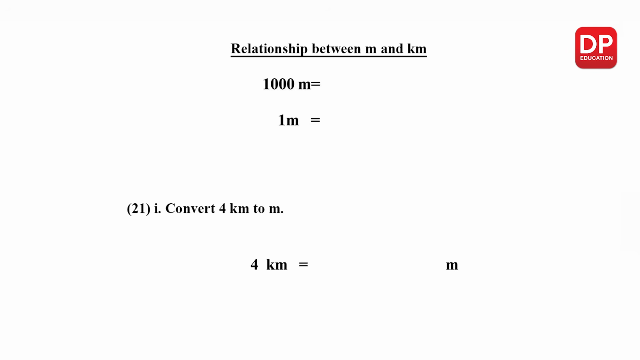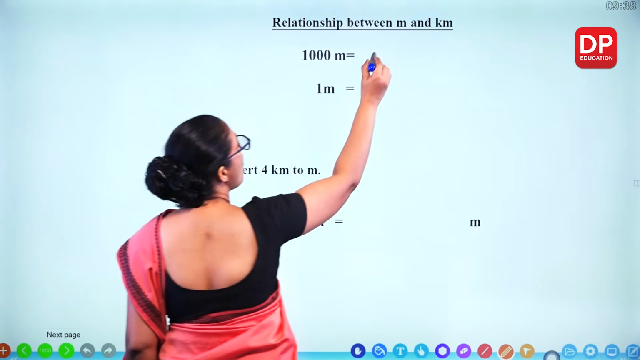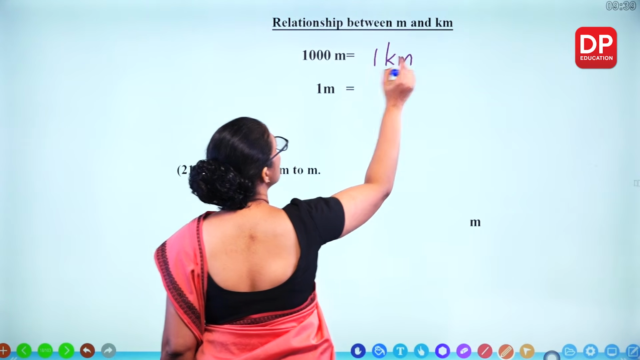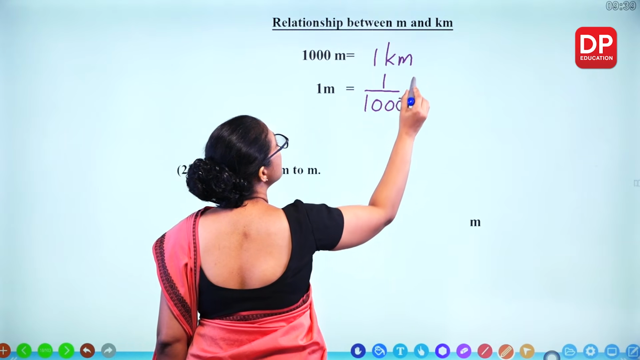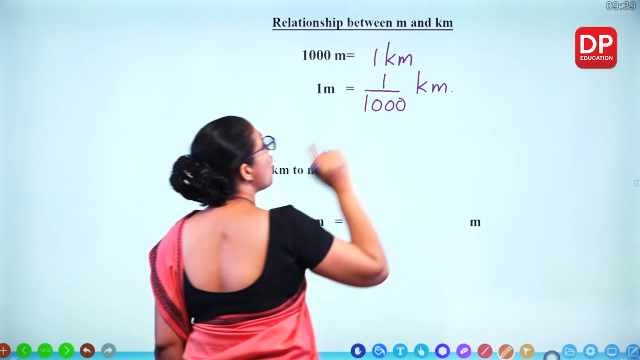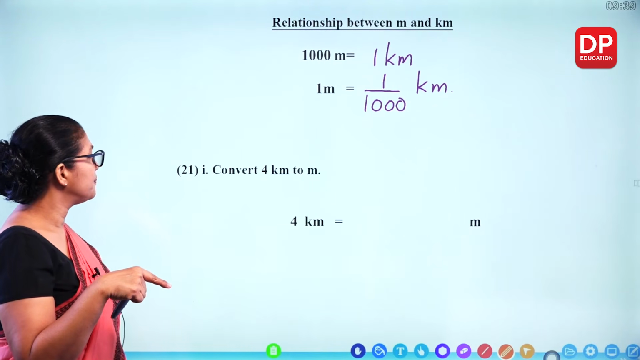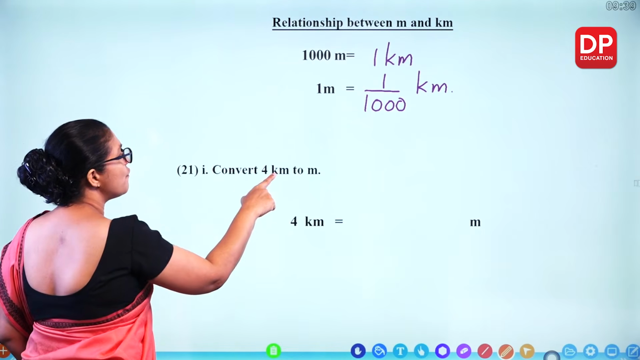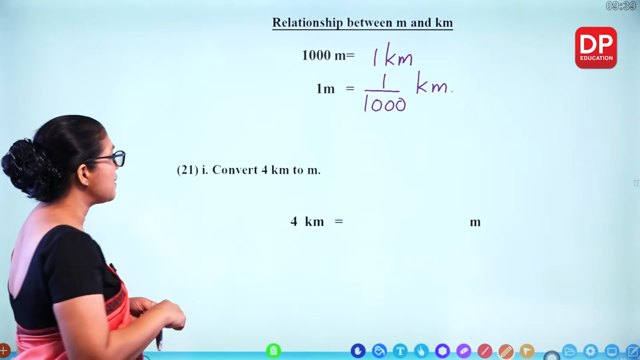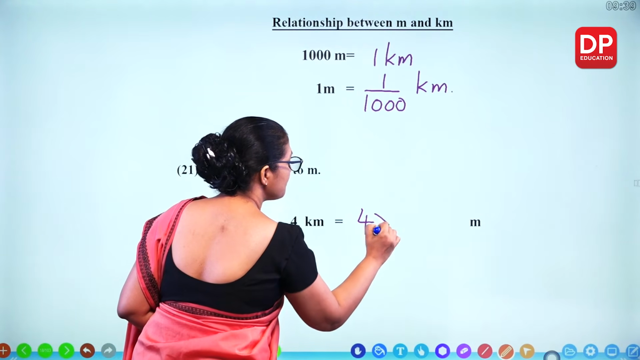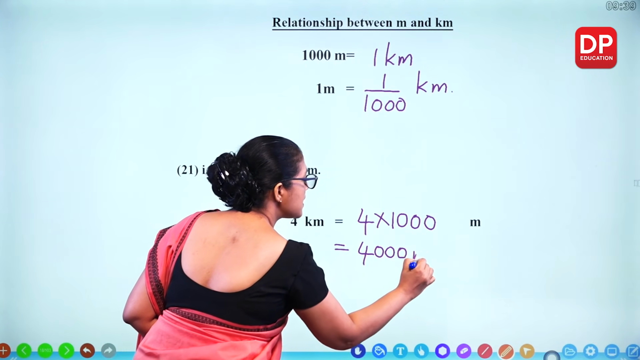So what's the relationship between meters and kilometers? 1000 meters is 1 kilometer. So 1 meter is 1 over 1000 kilometers. So when you want to convert meters to kilometers, we divide by 1000. Convert 4 kilometers to meters, the other way around. Kilometers to meters, we multiply by 1000. 4000 meters.